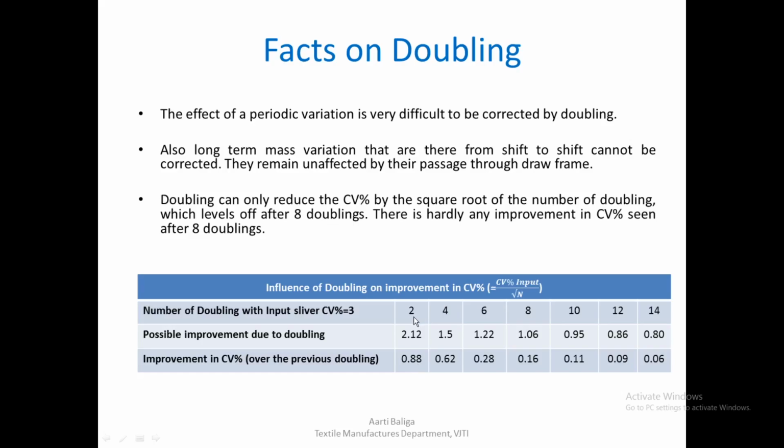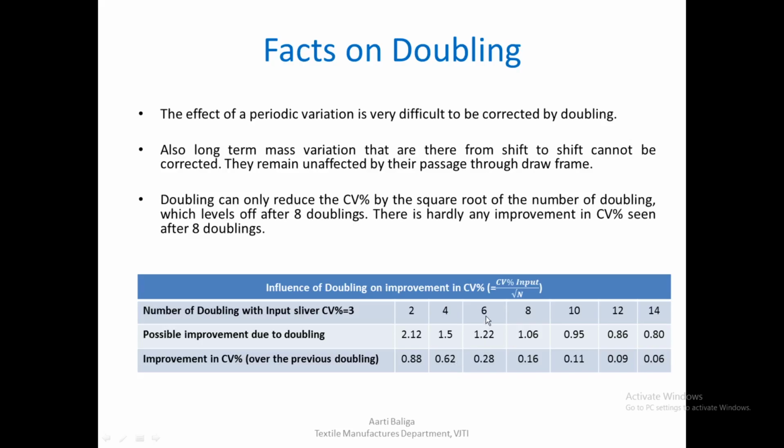Similarly, now instead of 2 slivers I feed 4 slivers. Again using the same formula, I find that the CV has further reduced to 1.5, and we see that between 3 and 1.5 there is an improvement of 0.62.